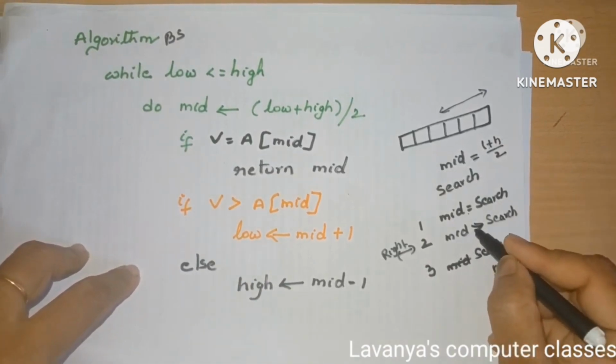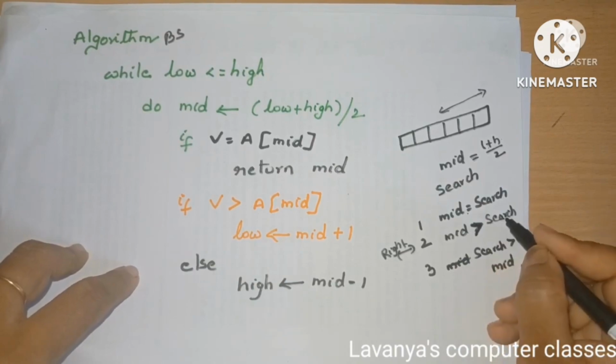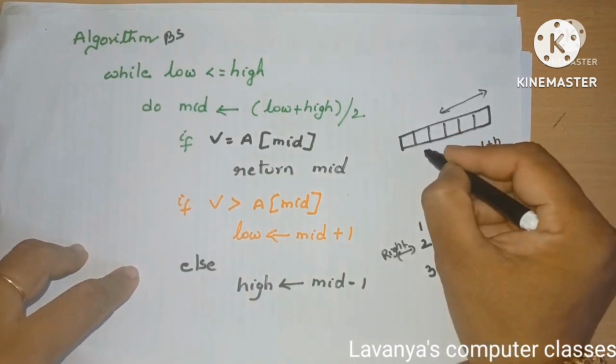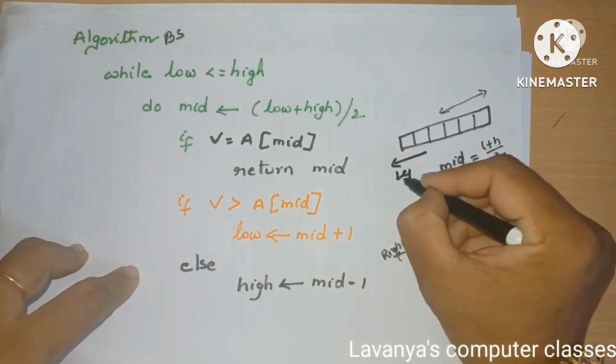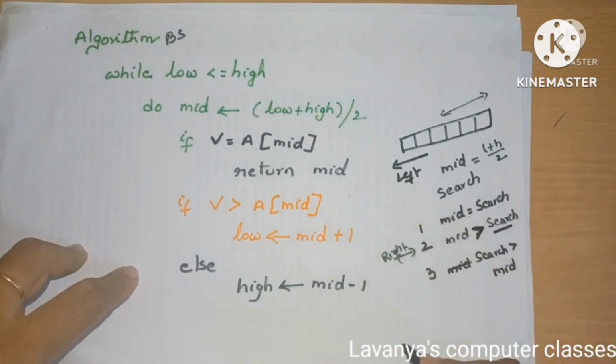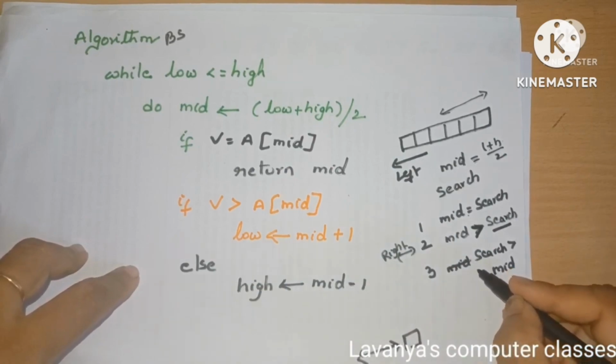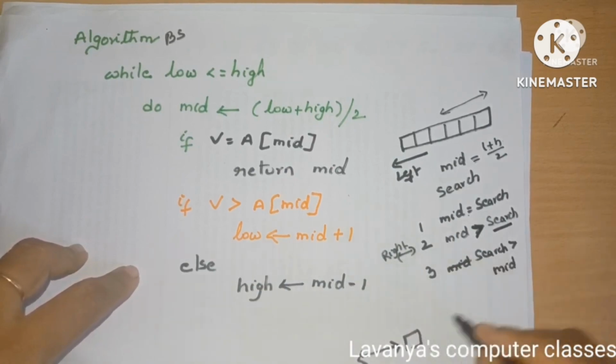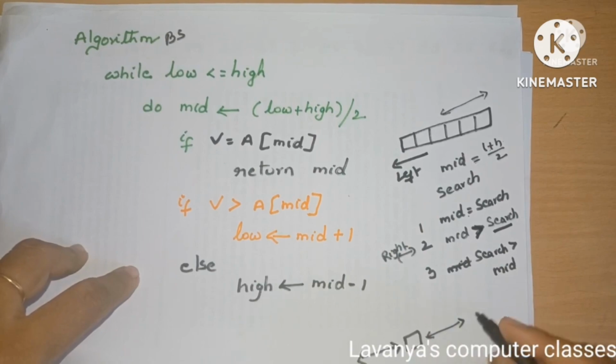If the middle element is greater than the search element, that means the search element is smaller compared to the middle element, so go to the left hand side. The middle element is here; since the middle element is more, all the elements to its right are larger, so we go left. Our third point: if the middle element is smaller than the search element, then go to the right hand side.